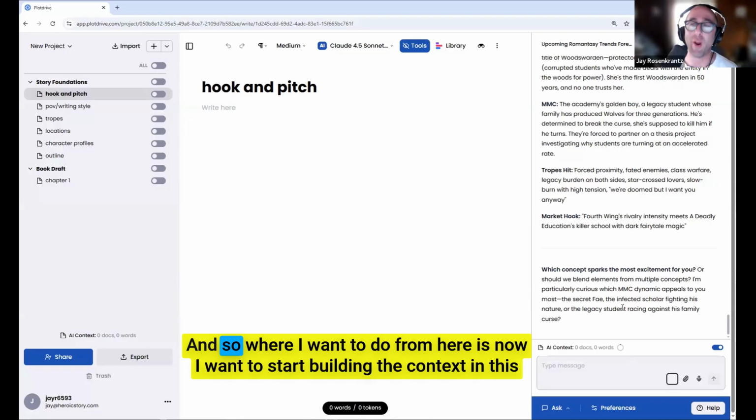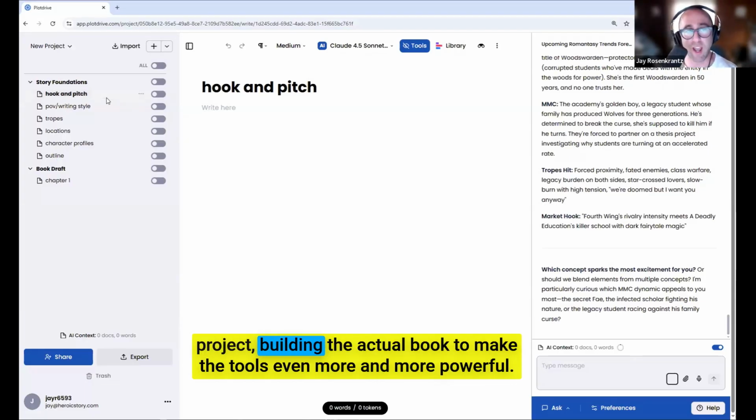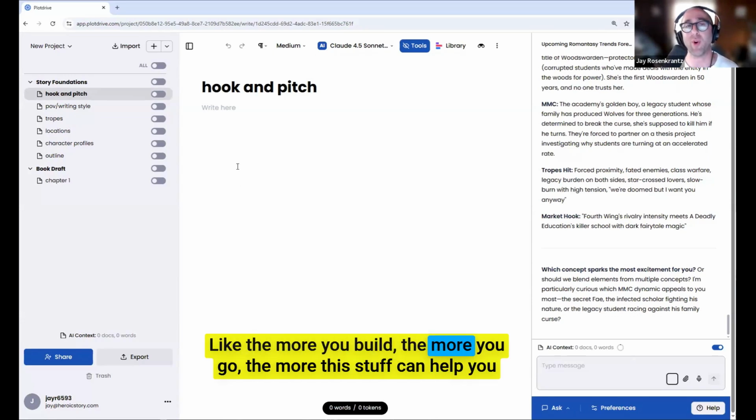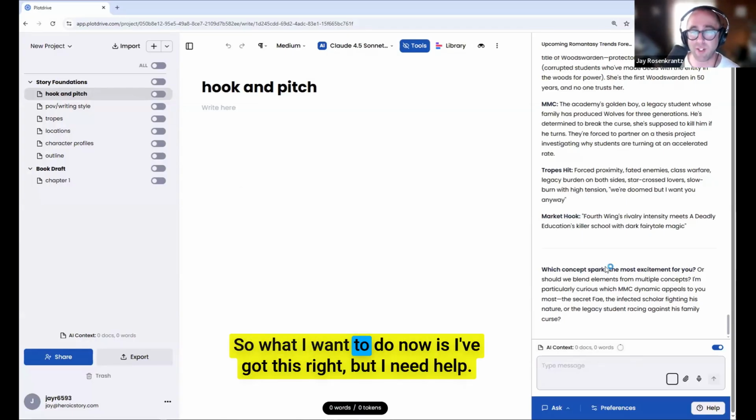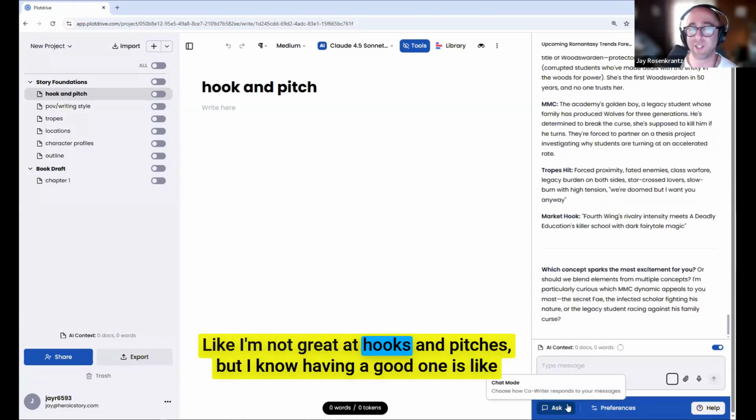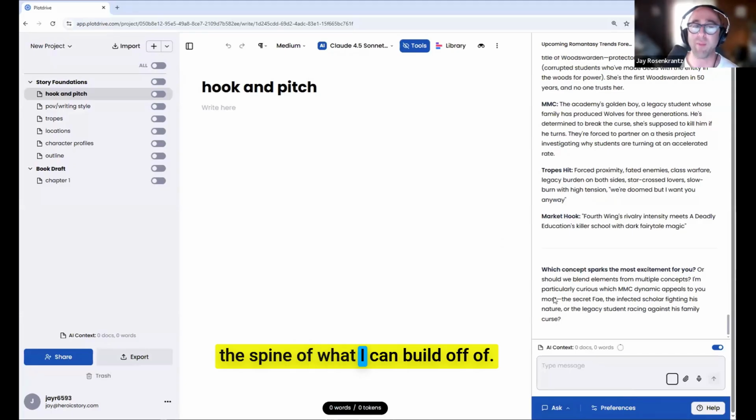And so where I want to go from here is to start building the context in this project, building the actual book to make the tools more and more powerful. The more you build, the more this stuff can help you continually break whatever block comes up. So what I want to do now is, I've got this, right? But I need help. I'm not great at hooks and pitches, but I know having a good one is the spine of what I can build off of.